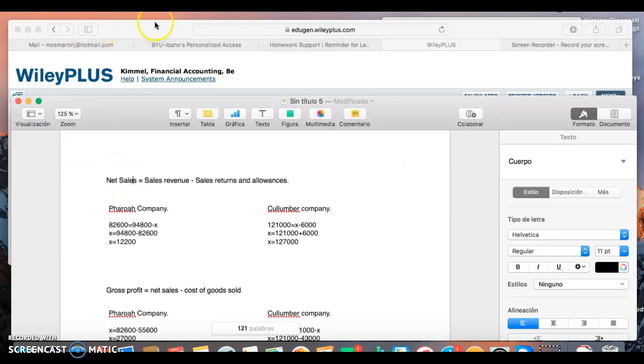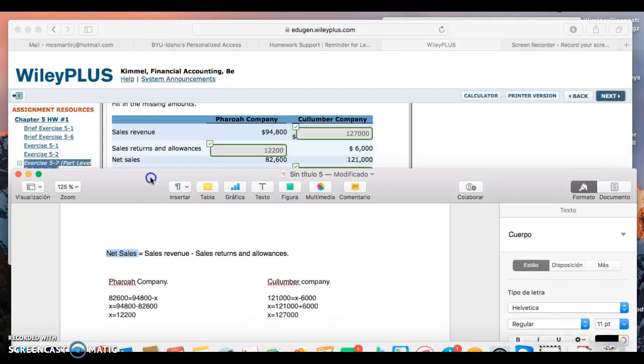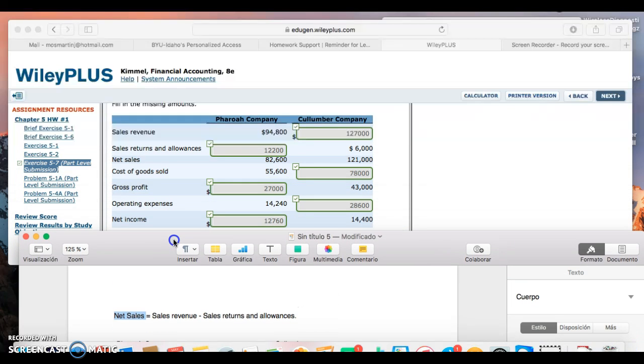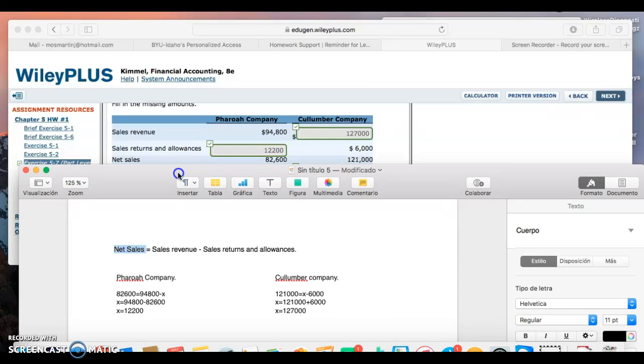We just find net sales, this one, in our information. So net sales will be right here. Then we say net sales equals sales revenue minus X, because we're trying to find this one, sales returns and allowances, which is this one. Operating for X, we will find out that the answer is 12,200.